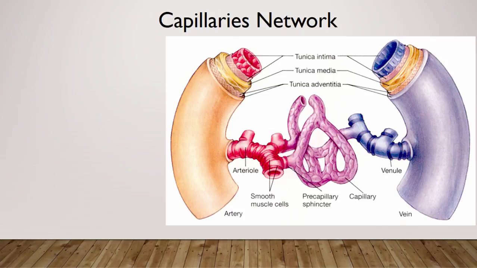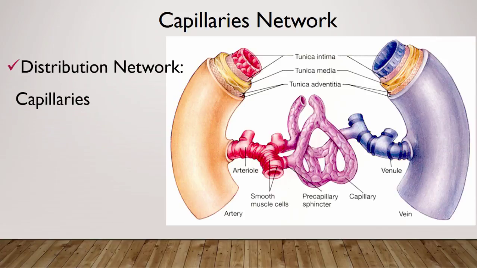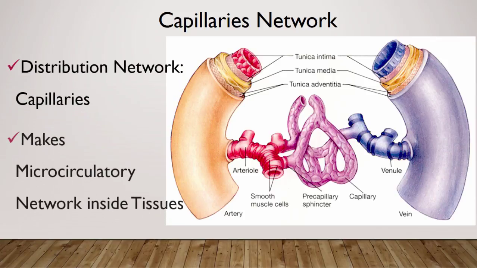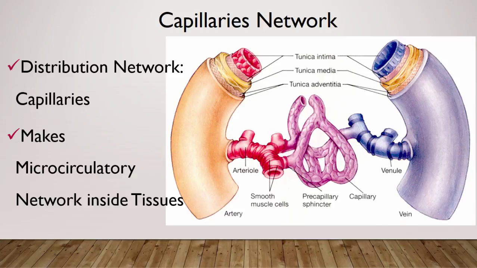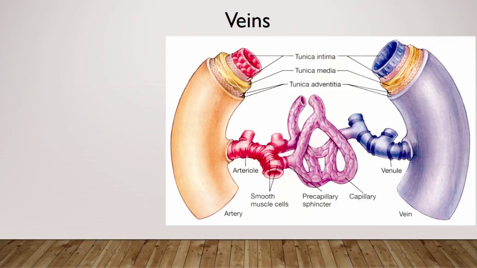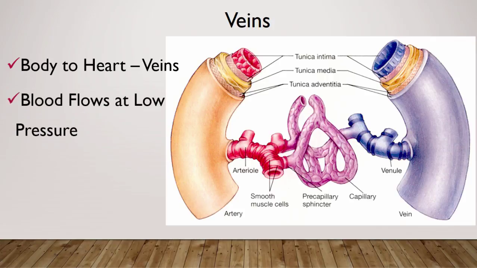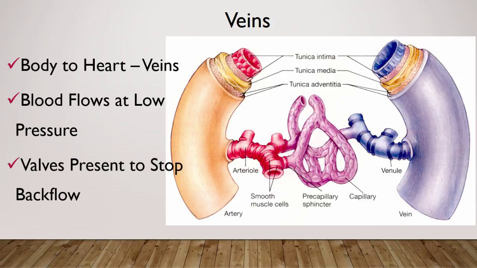Arteries lead to small branches called arterioles, and they in turn lead to capillaries. Capillaries are the distribution network inside the body. They make up the microcirculatory network inside tissues and around cells. Capillaries lead the blood to venules and then to veins. Veins convey the blood back from the body and its organs to the heart. Blood flows at relatively low pressure, and there are valves to prevent the backflow of blood.